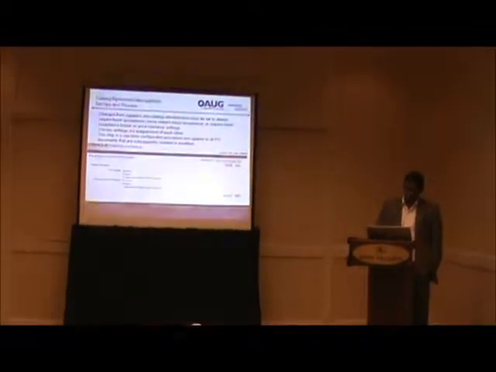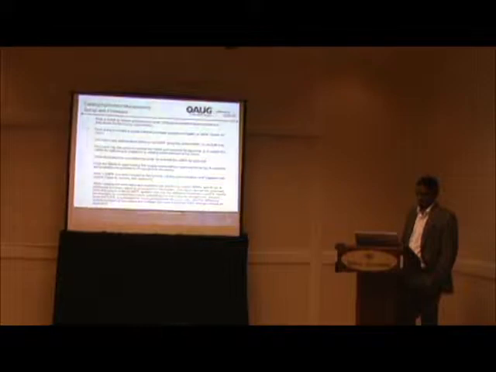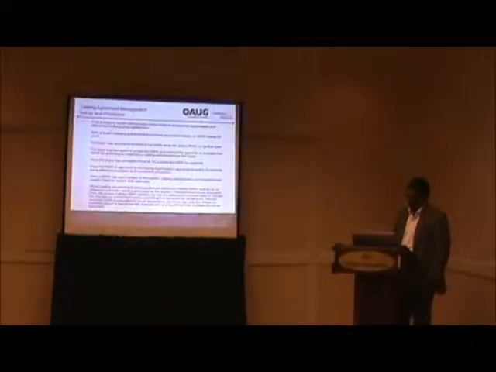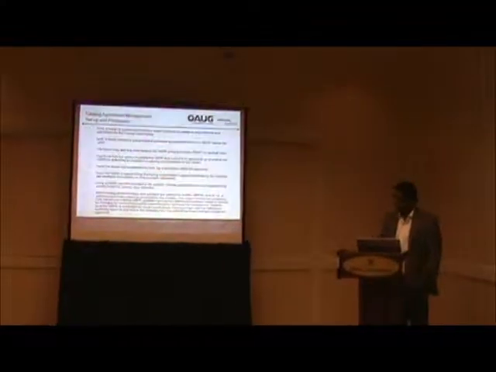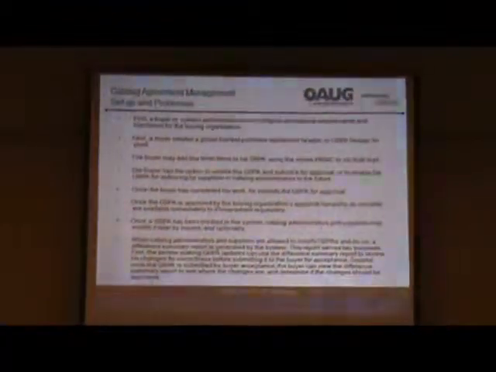Okay, so now let's talk about the process followed in catalog agreement management in release 12. Once we have done the setup which I showed in the earlier slide, the buyer creates the global blanket purchase agreement header, then adds lines to the global blanket purchase agreement either manually or using the upload functionality by uploading the XML file.